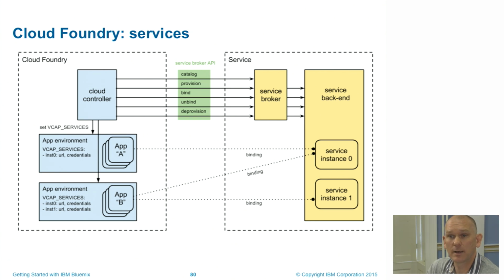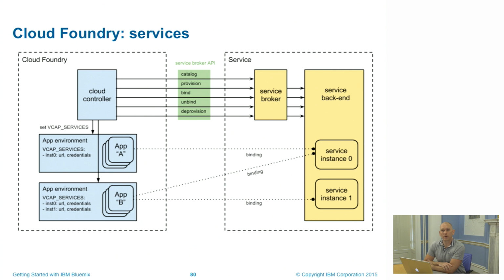When a service is exposed to Cloud Foundry, it needs to adhere to the Service Broker API from Cloud Foundry. So the Cloud Controller will talk to a service using this Service Broker API. And it looks at things like how to list the service in the catalog, what happens when a user provisions a new instance of the service, what happens when I bind the service to an application, unbind it, or deprovision the service. That will then allow the Cloud Controller to create the JSON document in VCAP services for an application.